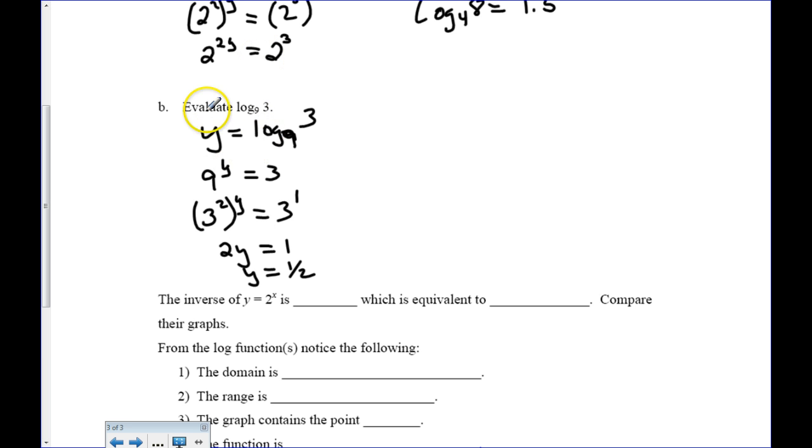Okay, so this is now going to be y equals log base 9 of 3. And if I were to put that in exponential form, it would be 9 to the y equals 3. I can put that back into base 3 as 3 to the second to the y equals 3 to the first. And then we can just get rid of our bases and have 2y equals 1, so y is 1/2.